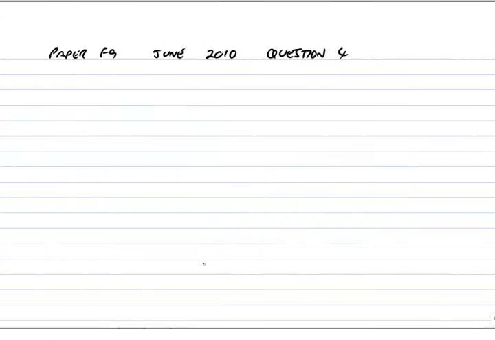Okay, we're going to look at question 4 of the June 2010 Paper F9 exam. So as always, let's spend a few minutes just looking at the requirements, as I would do in the 15-minute reading time, and then we'll start working through it. So look at the requirements, ignore the body of the question for the moment.